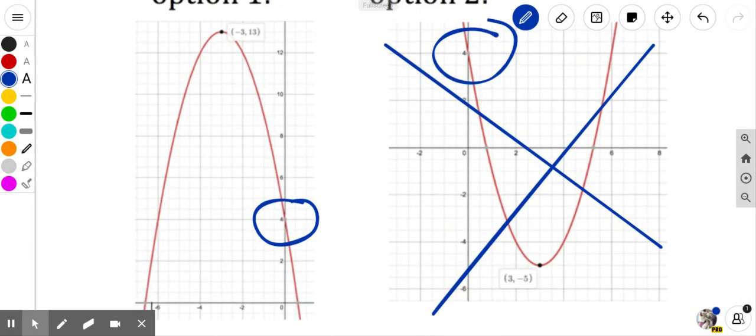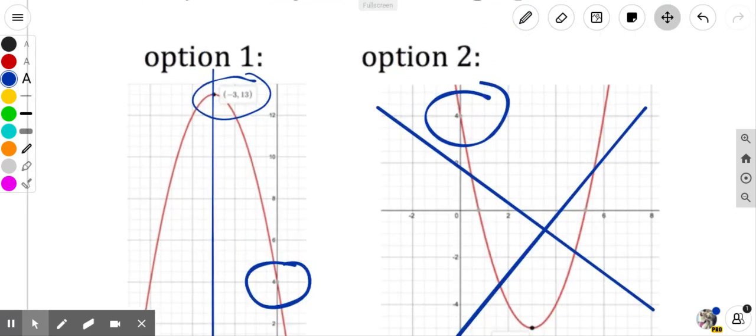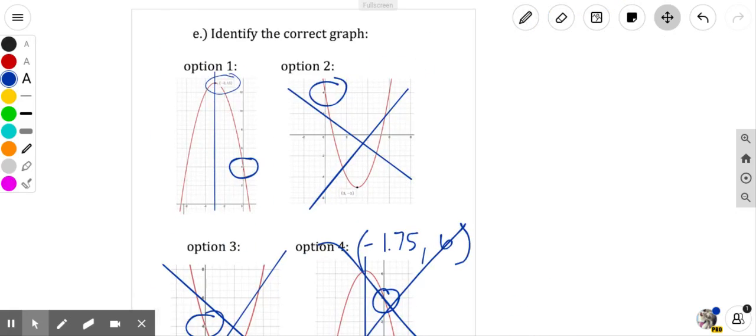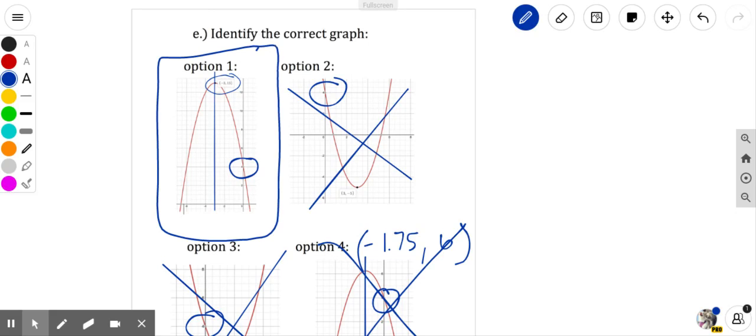Let's see, we have our y-intercept at 4. Sorry, this is so blurry. We have our vertex at negative 3, 13. We have our axis of symmetry at x equals negative 3. It opens down. So all the things that we just found up here are going to help us identify the graph. So it did end up being option 1 for the graph. That is the winner.